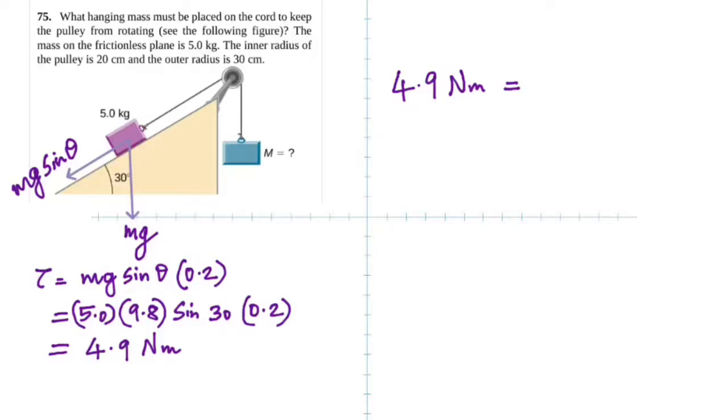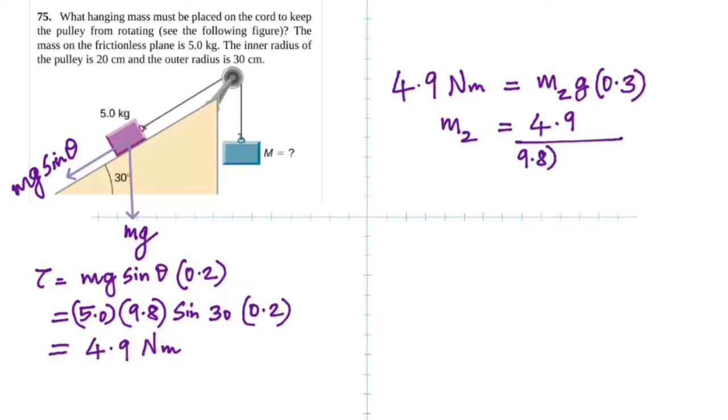Now this torque must be exactly balanced by this hanging mass, which means this must be equal to m2g times 0.3, because the torque here is simply the weight of this multiplied by the outer radius, which is what's given there. So from there, m2 is calculated to be 1.67 kilogram. Very interesting application of torque.